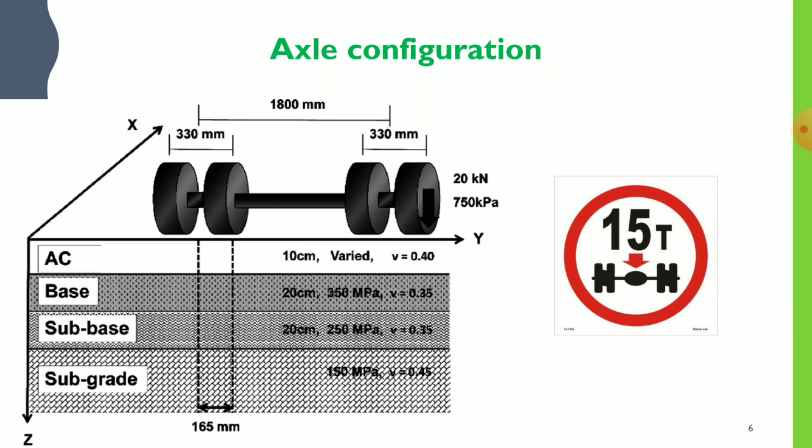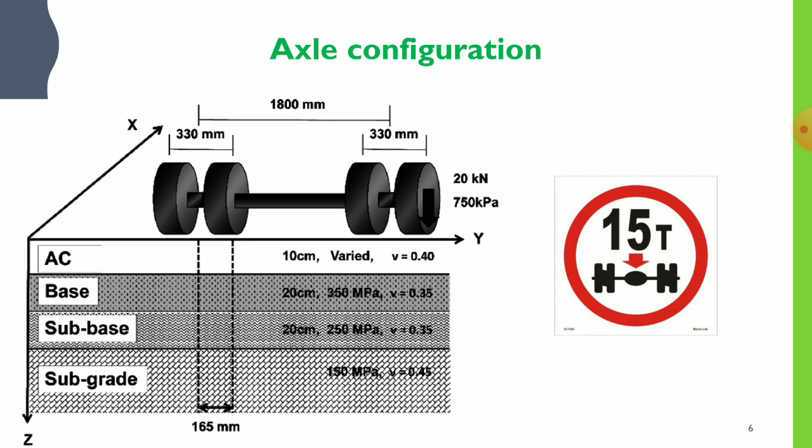Now the third one is axle configuration. In this visual you can see that the load carrying capacity of the commercial vehicle is further enhanced by the introduction of multiple axles. In this image the end to end distance of the axle is 330 mm, and this is considered as one axle, and center to center is 1800 mm. It has a load of 20 kilonewton and 750 kilopascal.